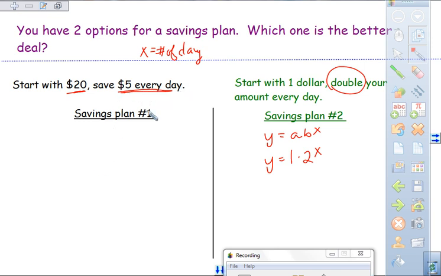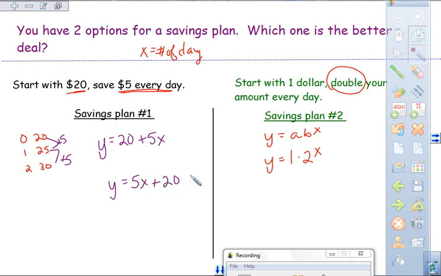So that should tell us on day 0 we started with 20. On day 1 we get 25. On day 2 we get 30. So what happens here is we are growing linearly. So this is going to be a linear model where we're adding 5 every time. So our equation is going to be y equals, we start out with $20 and we add $5 every day. And if we write that in y equals mx plus b, we get 5x plus 20.